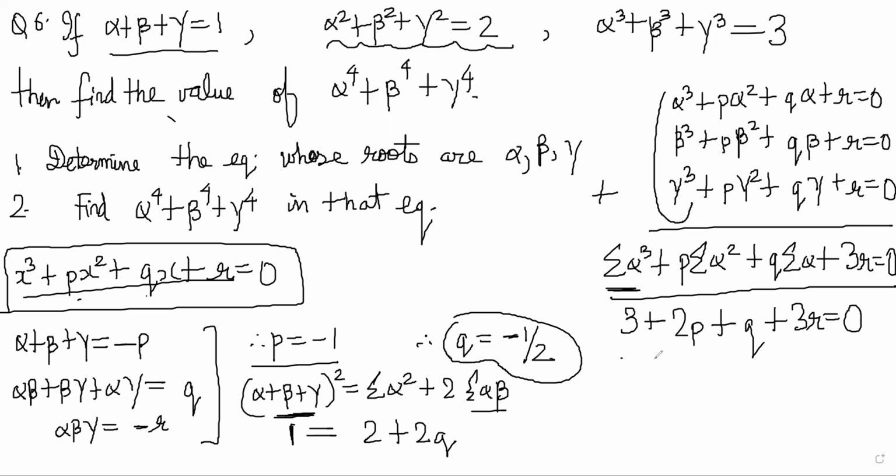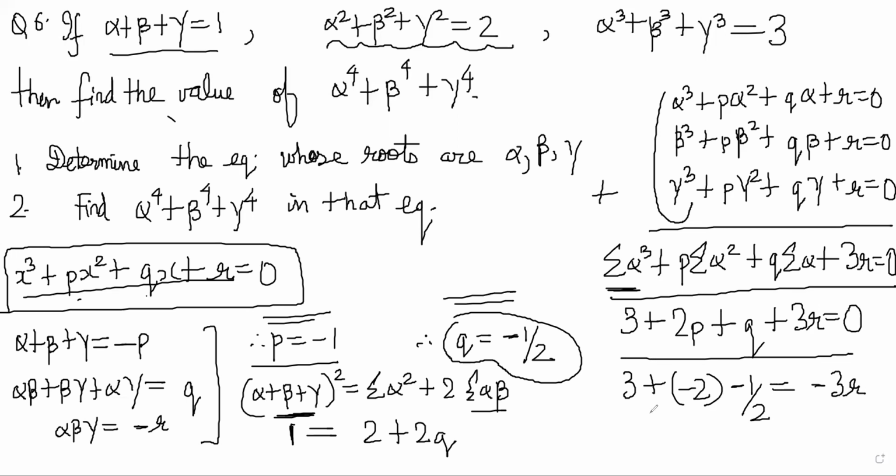So now we get the value of R also, because we have already figured out P and Q, right? So 3 plus 2P is minus 2 and Q is minus half is equal to minus 3R. So this becomes 1 minus half is equal to minus 3R. So half is equal to minus 3R. Therefore, R is equal to minus 1 by 6, right? R is the product here.